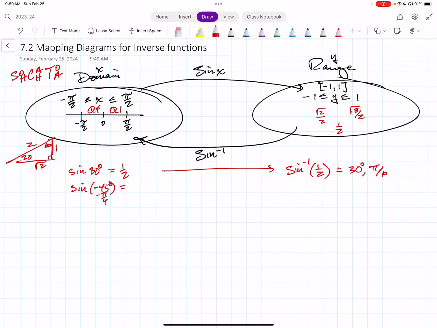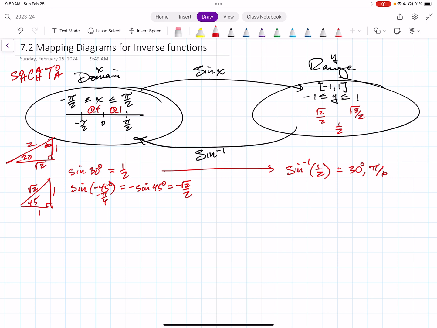Well, we know sine's an odd function, so this is the same thing as negative sine 45, or pi fourths, and that gives us negative √2 over 2. How do we know that? Well, let me draw a triangle here. So let's draw the 45, 45, 90, and it has sides 1, 1, √2. And we all know that the sine of 45 degrees is 1 over √2, which is √2 over 2. But it's negative because we're dealing with quadrant 4 there.